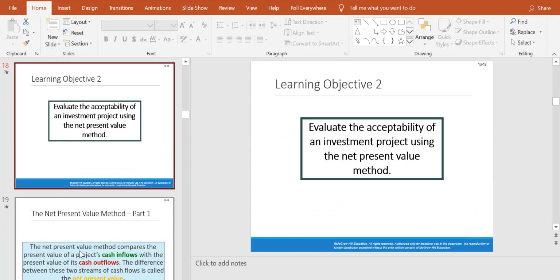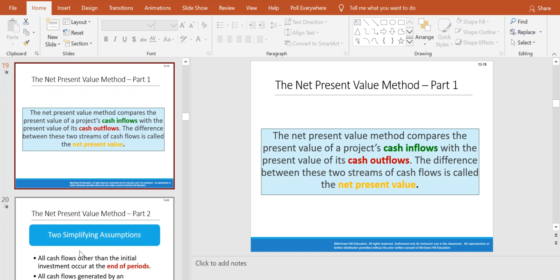By the way, the net present value method is the way that many people, or many companies, will evaluate a project. So when we talk about net present value, what we're talking about is the present value of the project's cash inflows compared to the present value of its cash outflows, and that gives us a net present value.